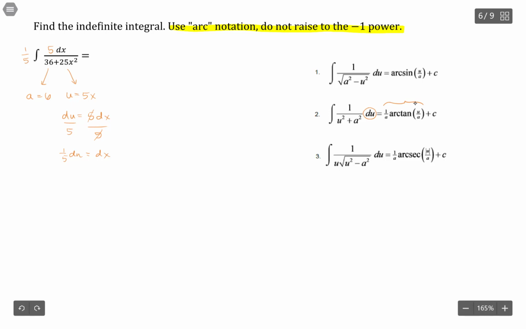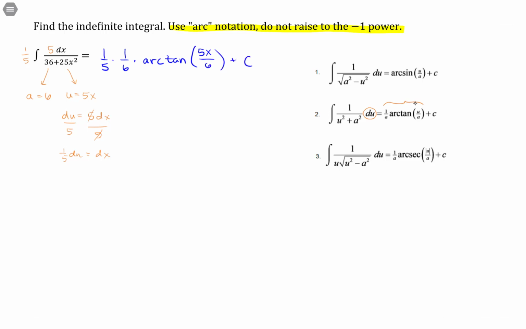Now, since that's all set up, we have the 1/5 as the multiplier here. This integral is going to change into 1 over a. So 1 over a is going to be 1 over 6 times the arctangent of u over a, so u is 5x, over a, which is 6. And then we have the plus c. So the simplified answer here is going to be 1/30 of arctangent of 5x over 6 plus c.